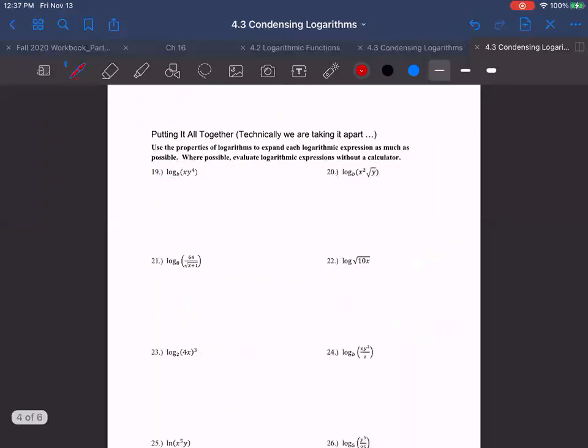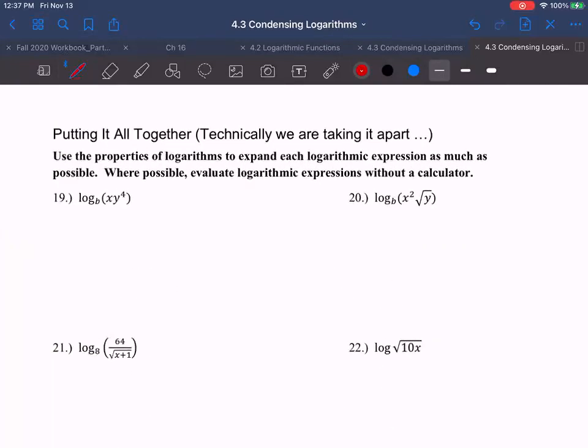All right, so for the next part, it's about putting them together. We're going to use all our rules and try and take these apart. So I'm going to do 19 and 20 here real quick. This is log base b of x times y to the 4th. Now I cannot bring this 4 out in front because it's not there on the x. It has to be on everything in there. So I can't do that.